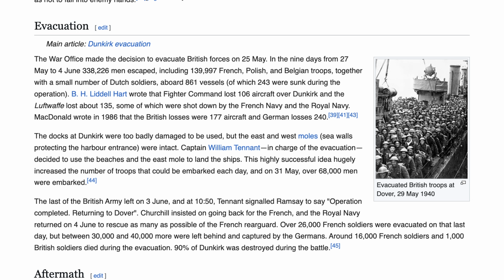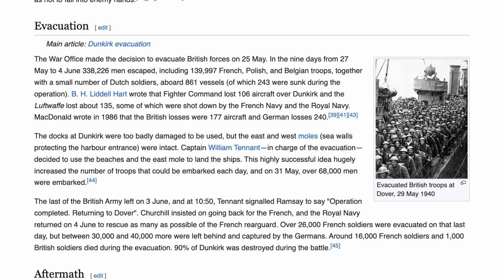B.H. Liddell Hart wrote that Fighter Command lost 106 aircraft over Dunkirk and the Luftwaffe lost about 135, some of which were shot down by the French Navy and the Royal Navy. MacDonald wrote in 1986 that the British losses were 177 aircraft and German losses 240.